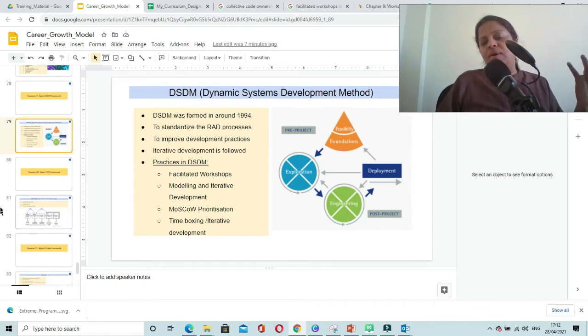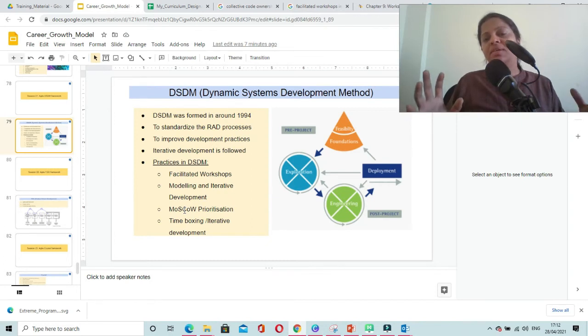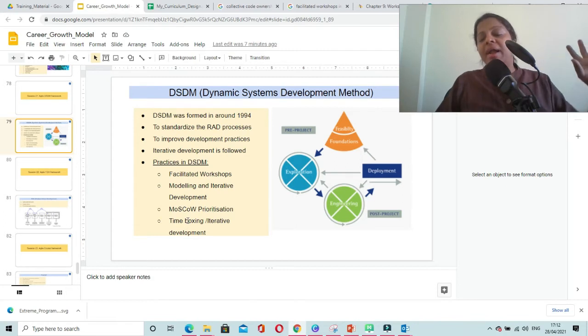The third practice is MoSCoW prioritization. MoSCoW stands for must have, should have, could have, and won't have. Based on these categories, you will be prioritizing your requirements, and that is how your development team is going to work towards developing a product. It also follows iterative development or time boxing, which is similar to Scrum, but there are a few practices which are quite different.